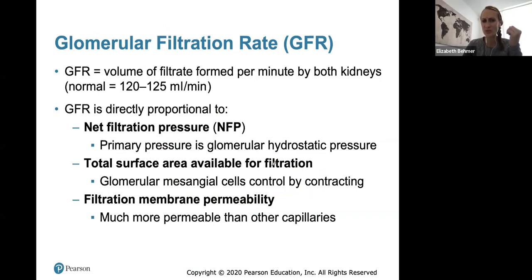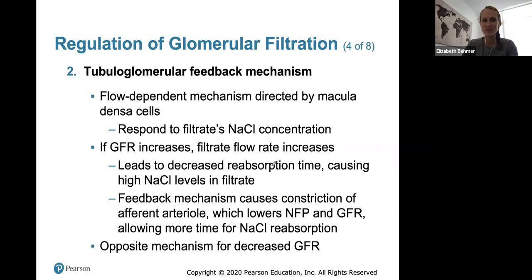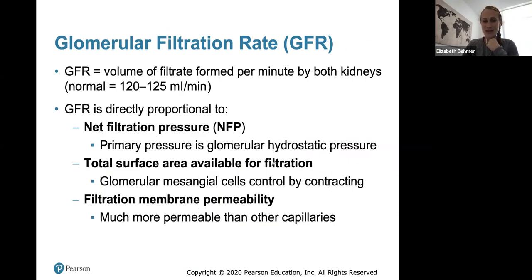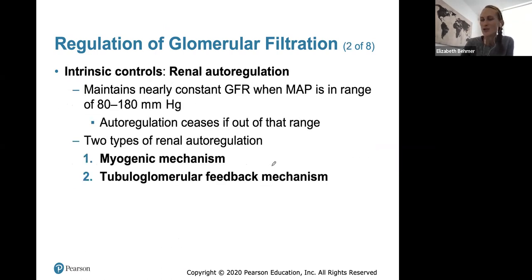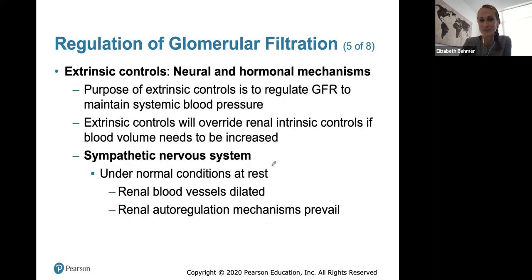The glomerular filtration rate is just the volume of filtrate formed per minute by both kidneys. It's about 120 to 125 milliliters per minute. It's proportional to the net filtration pressure, the total surface area available for filtration, and the filtration membrane permeability. And then we have different intrinsic controls that maintain that glomerular filtration rate. It will affect blood pressure, and there are also extrinsic controls to help maintain systemic blood pressure. I don't ask you too many questions about the renal autoregulation of this glomerular filtration rate, but it's under renal control as well as other control.